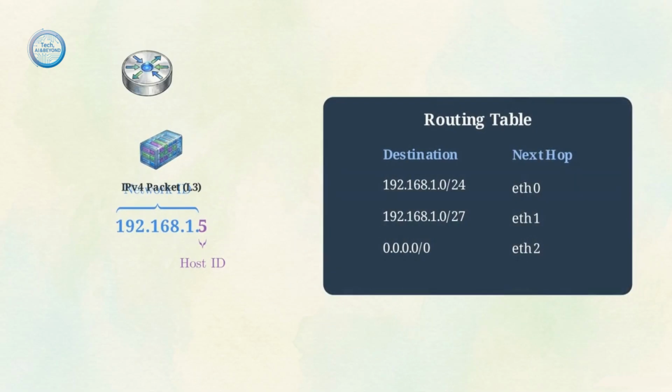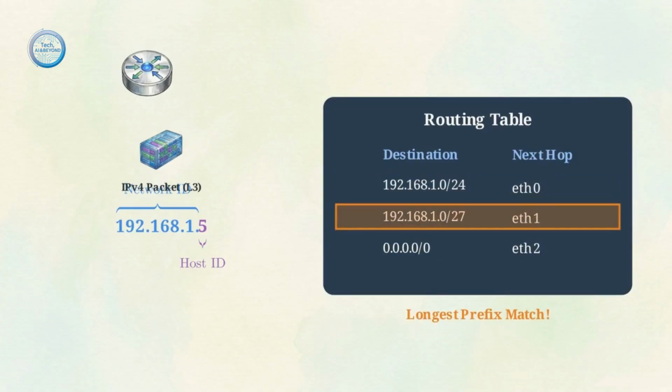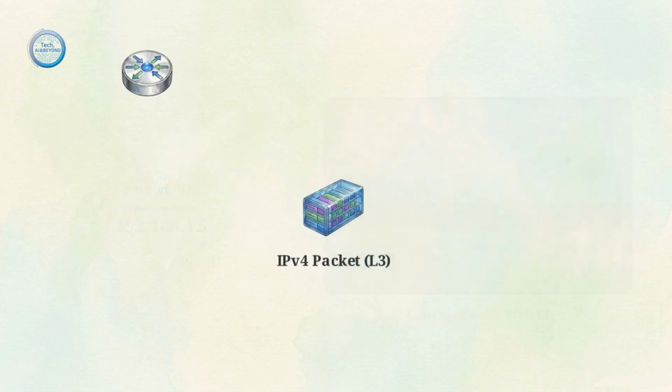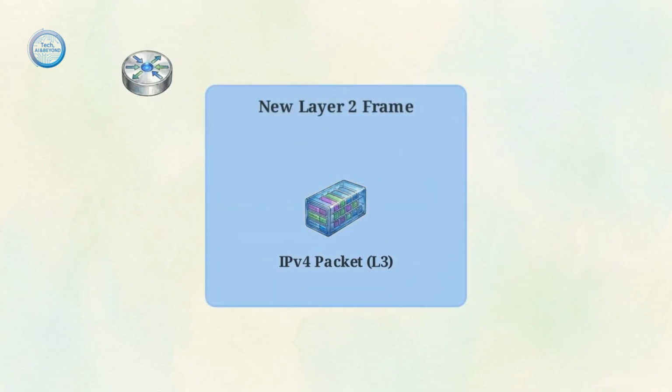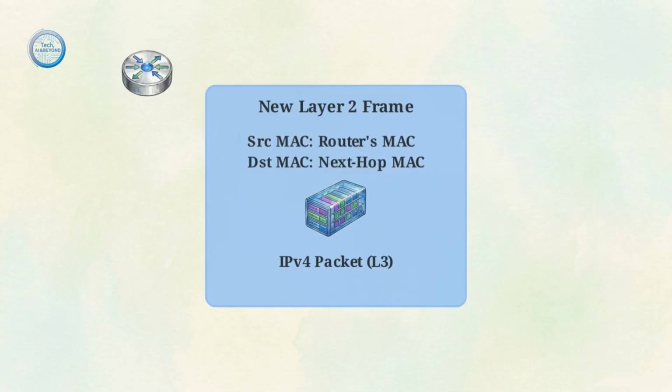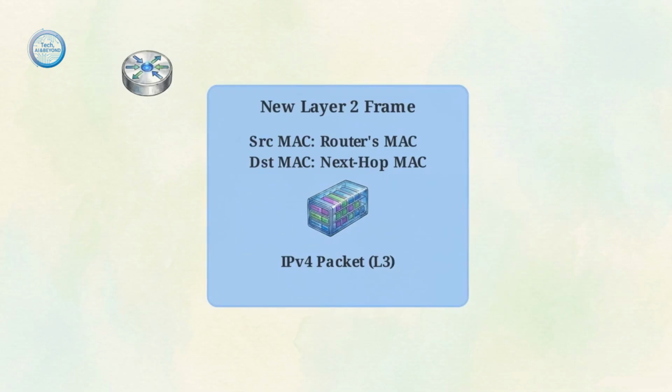The router determines the path using longest prefix matching. If the routing table contains overlapping paths, like a /24 and a /27 network, the router selects the entry with the longest, most specific matching prefix. Once the path is set, the router must prepare the packet for its next physical jump. It encapsulates the IP packet in a brand new Layer 2 frame, stamping its own MAC address as the source and the next hop device's MAC as the destination.